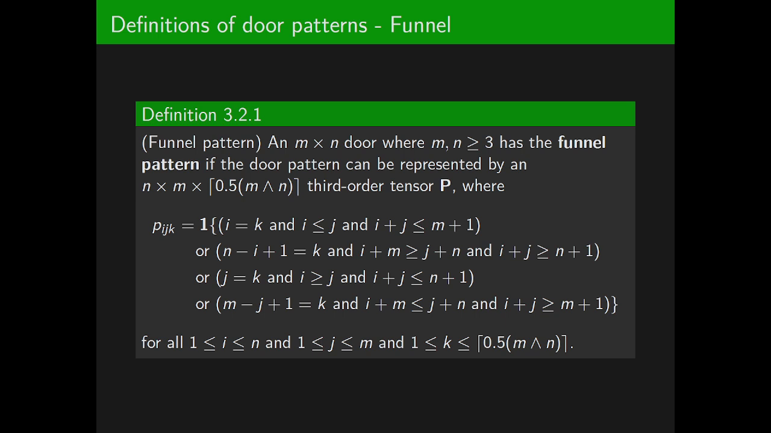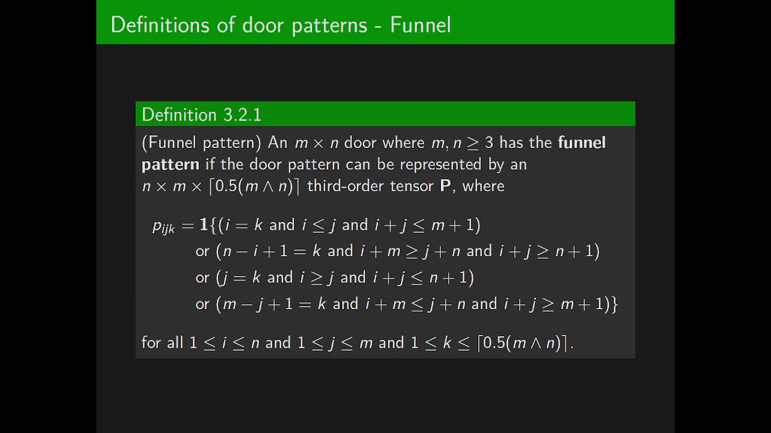The important things: m by n doesn't have to be equal. m times n is greater than or equal to 3. The size of the tensor is n by m by ceiling of 0.5 times the minimum of m and n, where Pijk has 4 terms, each connected with an OR gate, and each of the terms has 2 inequalities and 1 equality, all connected by AND gates.